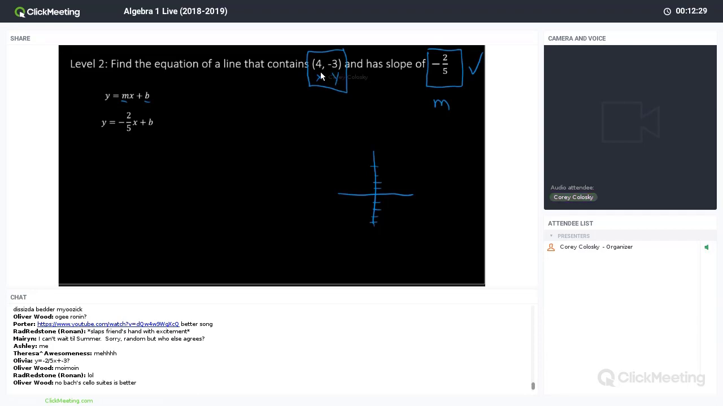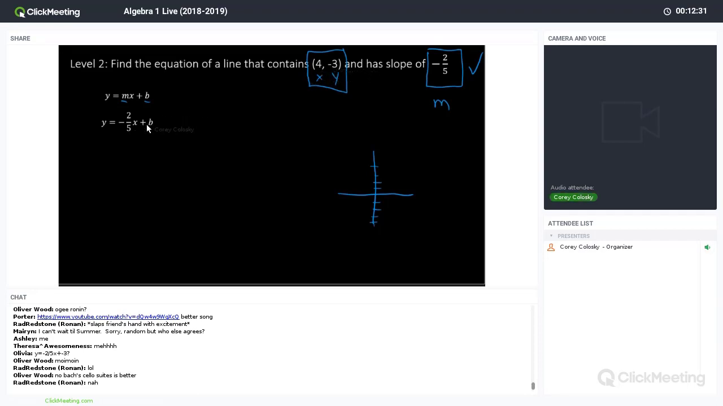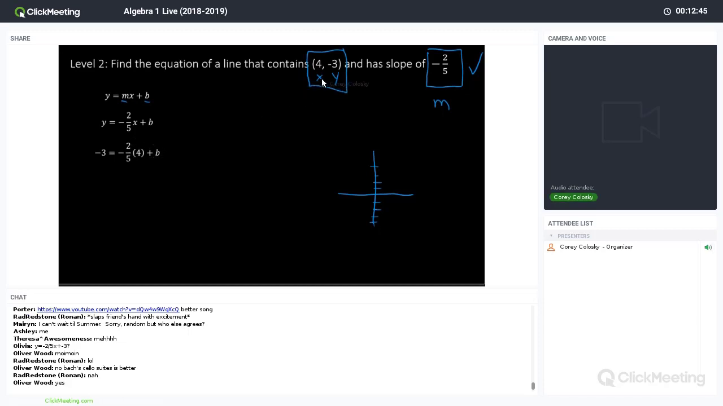So what I can do is plug in the x and the y component into the equation and solve that for b. So instead of y equals, we can have -3 equals. So put -3 in there. So -3 equals, and instead of -2/5 times x, we have -2/5 times 4. And then plus the b at the end. So here we have a little equation that we can now solve for b.